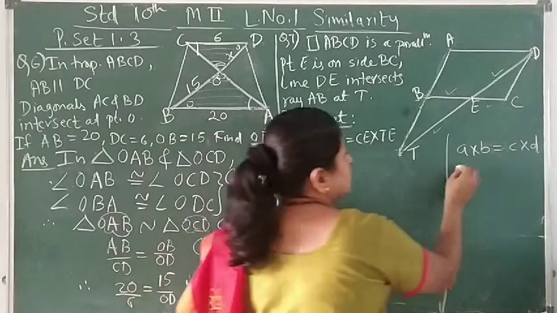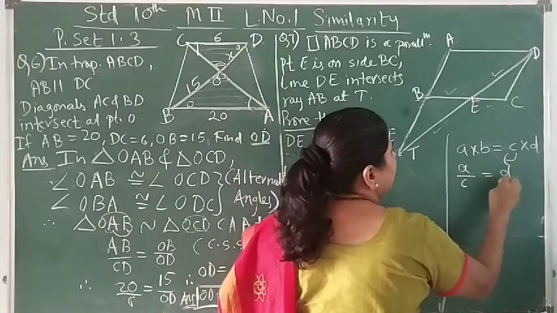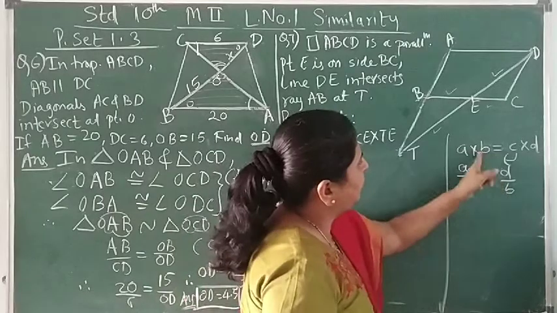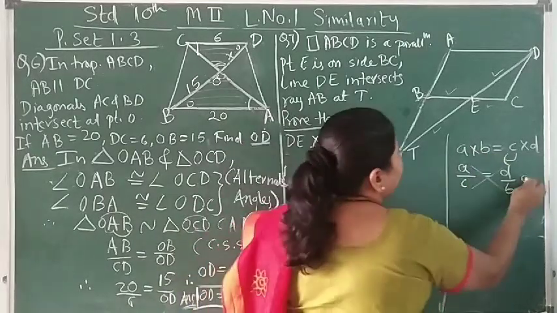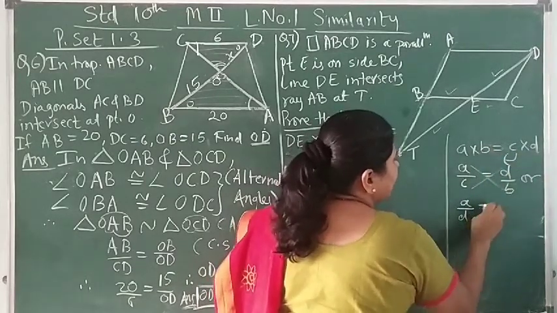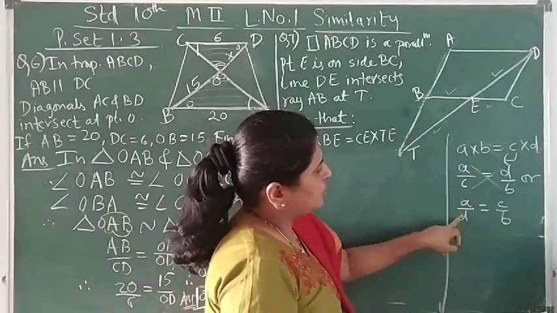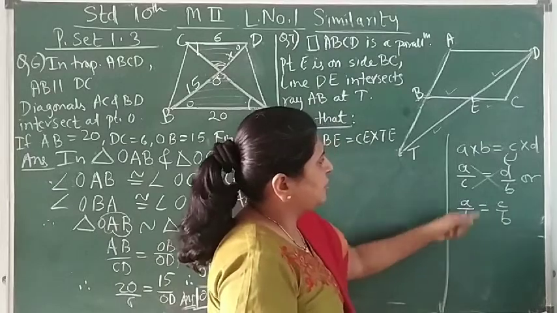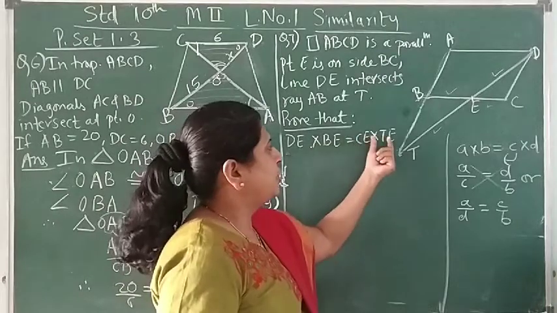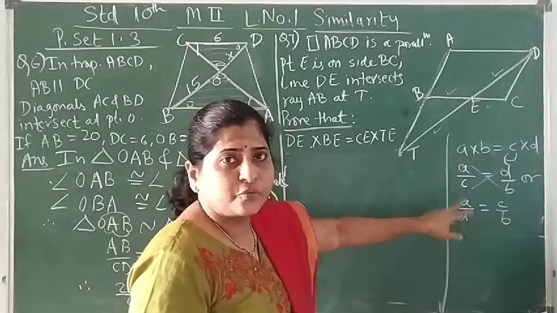Suppose we have a ratio, say A upon C is equal to D upon B. In that case, with the help of cross multiplication, we can get A into B is equal to C into D. Or if it is in the form of A upon D is equal to C upon B, then also by cross multiplication we can get this property. So if we want two products to be equal to two other products, then we have to try to get such ratios which are equal.